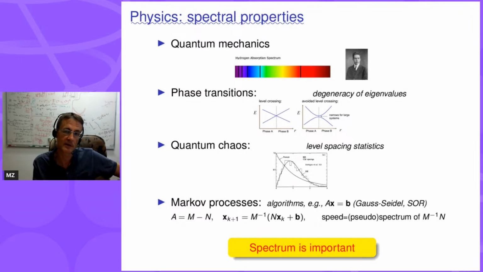Then you know that at zero temperature, the system will find itself in the ground state. And so whether you have a phase transition or not depends on how this ground state changes as you vary a parameter, and you can have this discontinuity if you have degeneracy. Another case is quantum chaos.